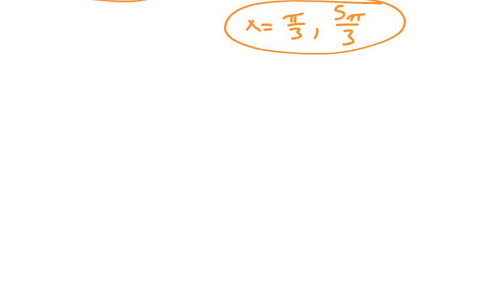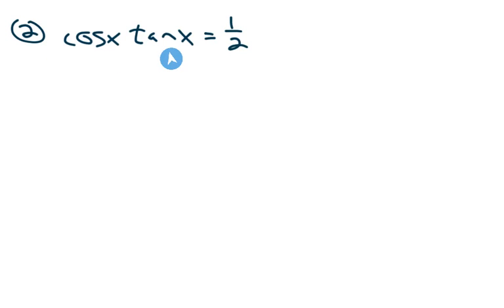Let's try another one here. Let's clear that screen off just a little bit. Number 2 here. We're going to say cosine of x times the tangent of x is equal to 1/2. Now again, cosine x, tangent of x, it's one term.